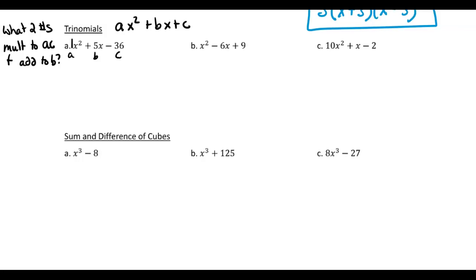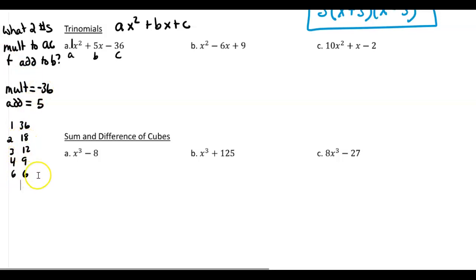So we are looking for what two numbers multiply to AC. A is 1, C is negative 36. 1 times negative 36 is negative 36. And they need to add to B. B is 5. So you can list all your pairs that multiply to 36, or sometimes you may just know in your head which one it is. But if I'm stuck, what I do is I list out all my different ways I can multiply to 36. Now keep in mind, if it's multiplying to a negative, it's going to be one positive, one negative. So think about that when you're looking at your pairs.